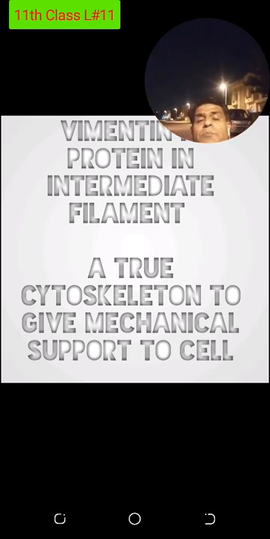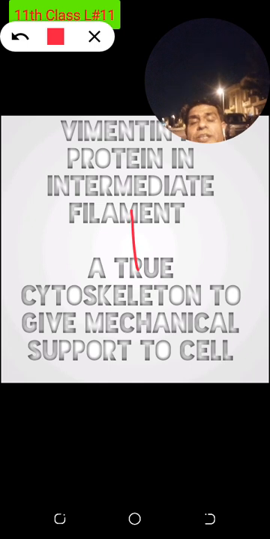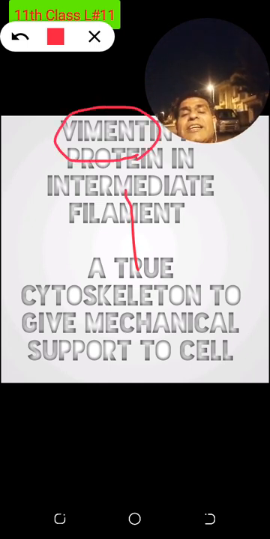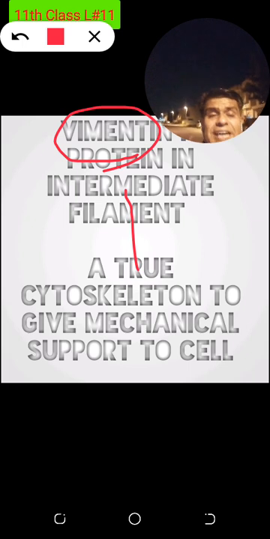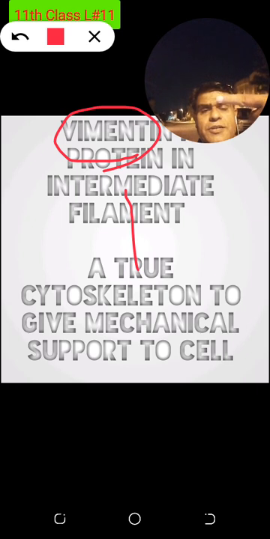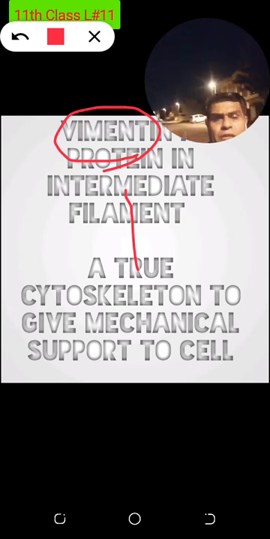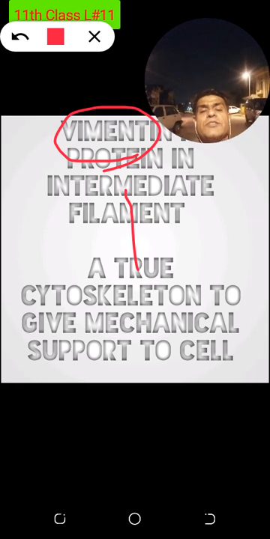For example, vimentin you are watching in the slide. Vimentin is another type of protein, but it is present in the intermediate filament, the third type of filament. Why is it called intermediate filament? What is a filament? When protein molecules combine, they form a fiber or filament. That is the filament: intermediate filament, microfilament, microtubule. So protein molecules combine to form a fiber type structure like cilia or flagella, that is called a filament.